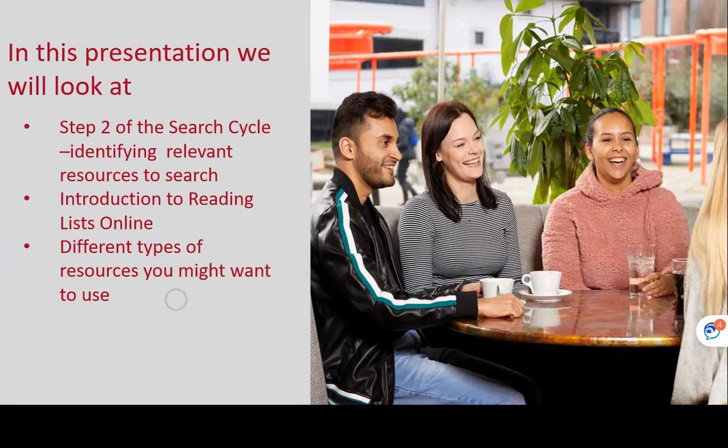Welcome back. In this short presentation, we'll look at step 2 of the search cycle, identifying the relevant search tools you can use to find good quality academic literature to support your studies. We will introduce you to the Reading List online system, which will help you to get started with your research. And we'll also look briefly at some of the types of resources you'll want to include in your reading.